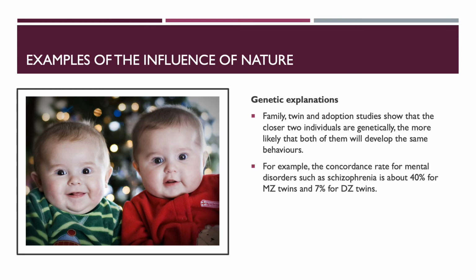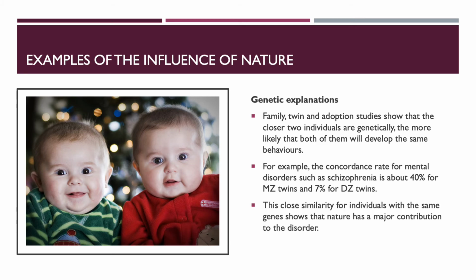And an example of this is in schizophrenia. So for monozygotic twins who share 100% of their DNA, the concordance rate is 40%. And for dizygotic twins who share the same genetic material as siblings, 50%, the concordance rate is 7%. This close similarity for individuals with the same genes shows that nature has a major contribution to the disorder, because the more genetically related you are in terms of monozygotic twins, the more likely they are to have the same mental disorder.